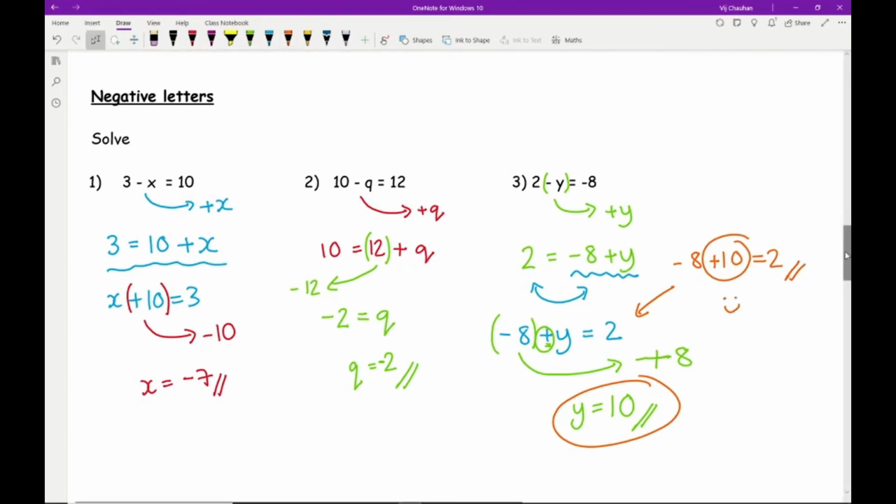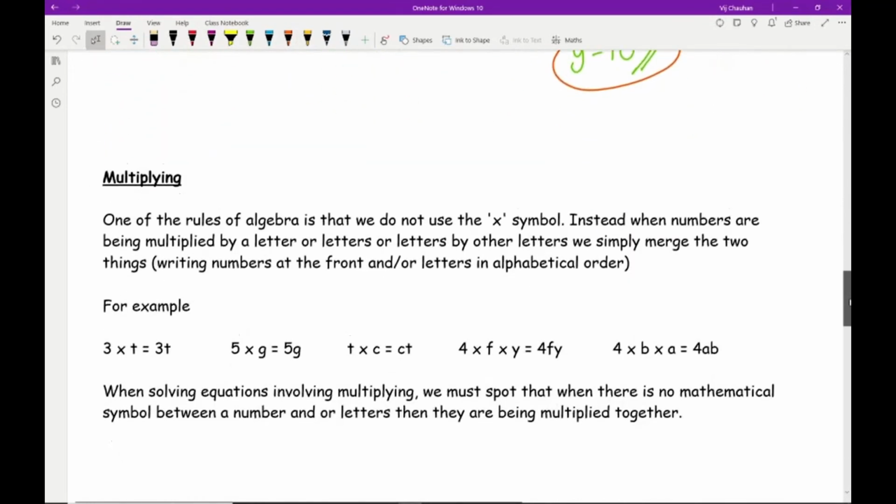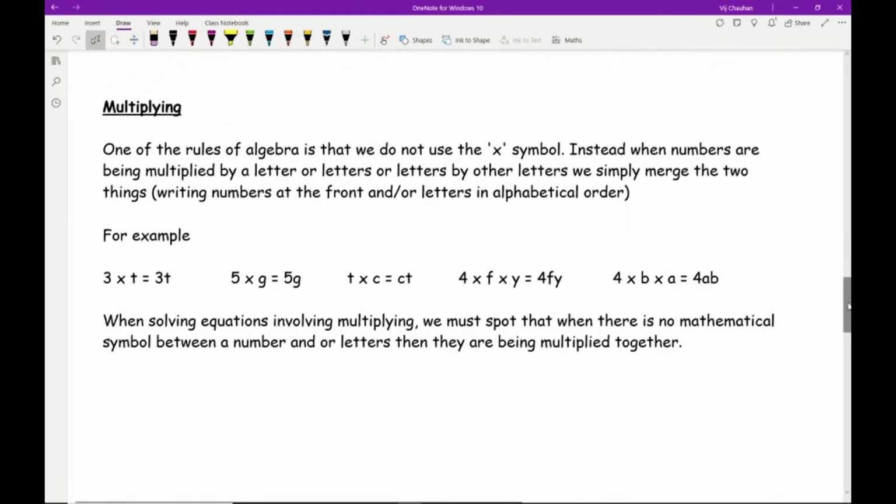So let's move on to multiplying. Now one of the rules of algebra is that we don't use the multiplication symbol, the x. Instead, when numbers are being multiplied by a letter, or letters being multiplied by other letters, we simply merge the two things together. And when we do that, any numbers that are at the front, and any letters that are being multiplied together, all tend to be written in alphabetical order.